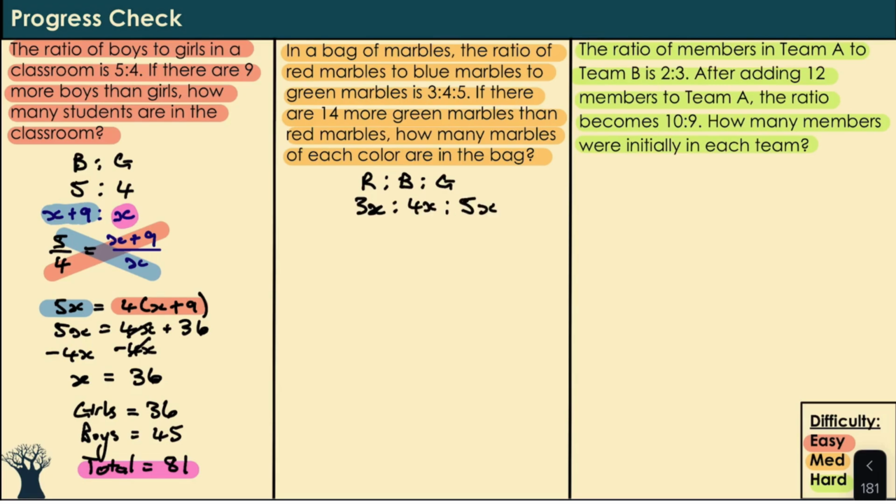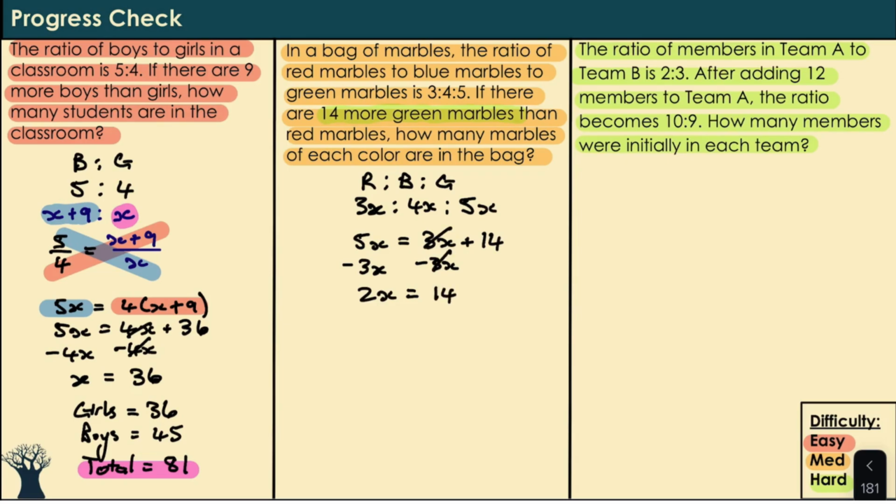Now we create our equation. They tell us there are 14 more green marbles than red marbles. We can say green, which is 5x, is 14 more than red. Well, red was 3x, and 14 more than 3x is 3x plus 14. Now we solve our equation. We subtract 3x on both sides. On the left we have 2x, 3x cancels, and we have 14.